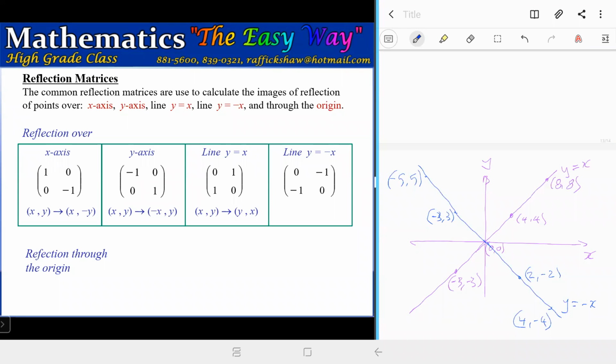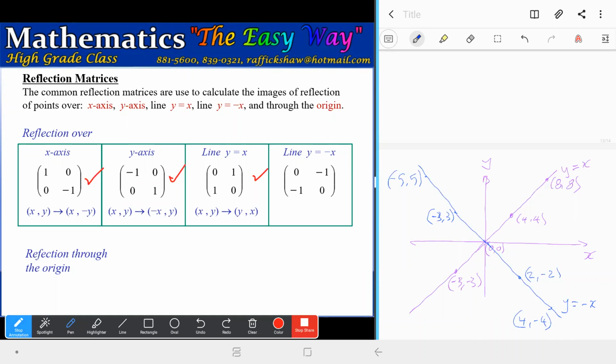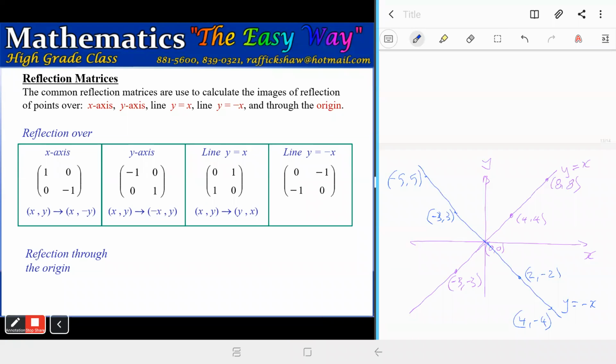And the matrices for reflecting in the line y equals minus x and the line y equals x are these two matrices now. Those two. And we have to learn all of them. We have to know them. And there's an easy way to memorize them. I'm going to show you the easy way that I use to remember them.